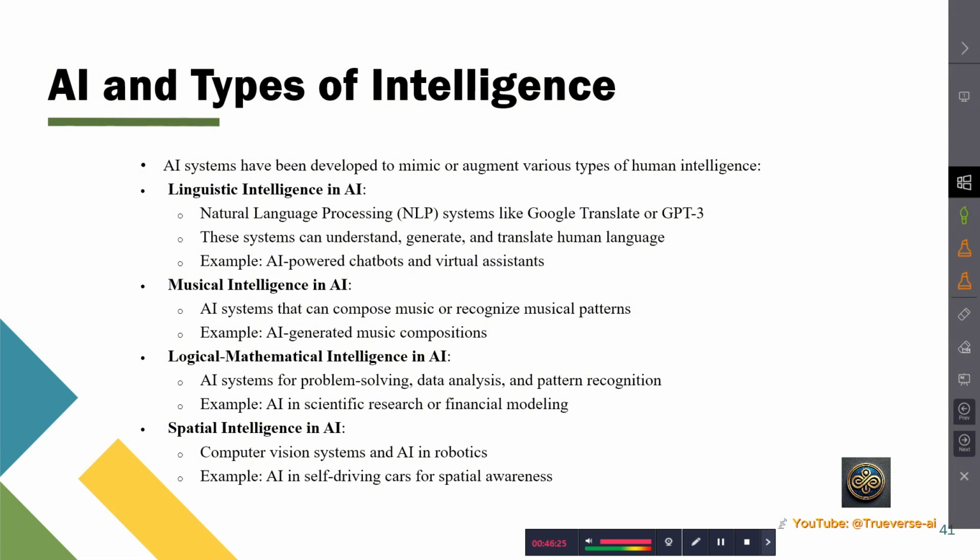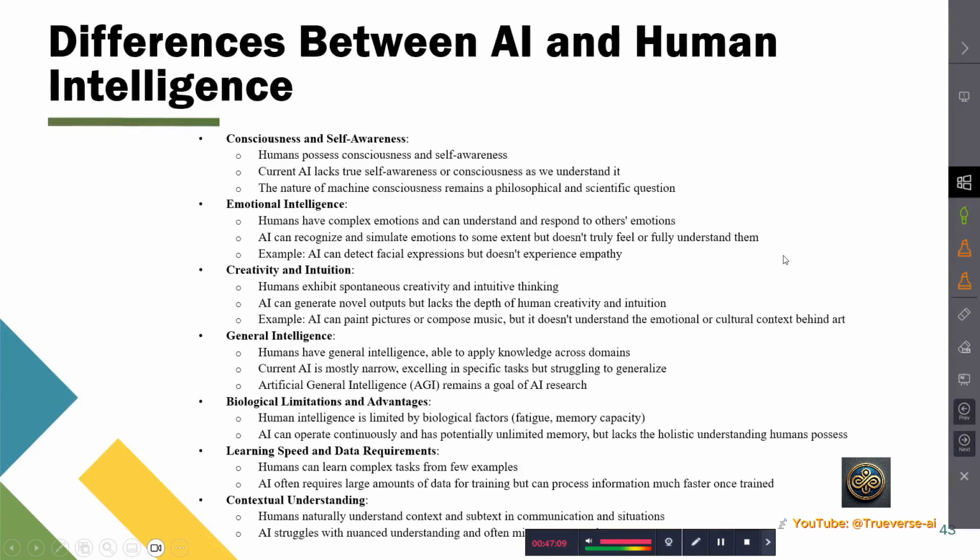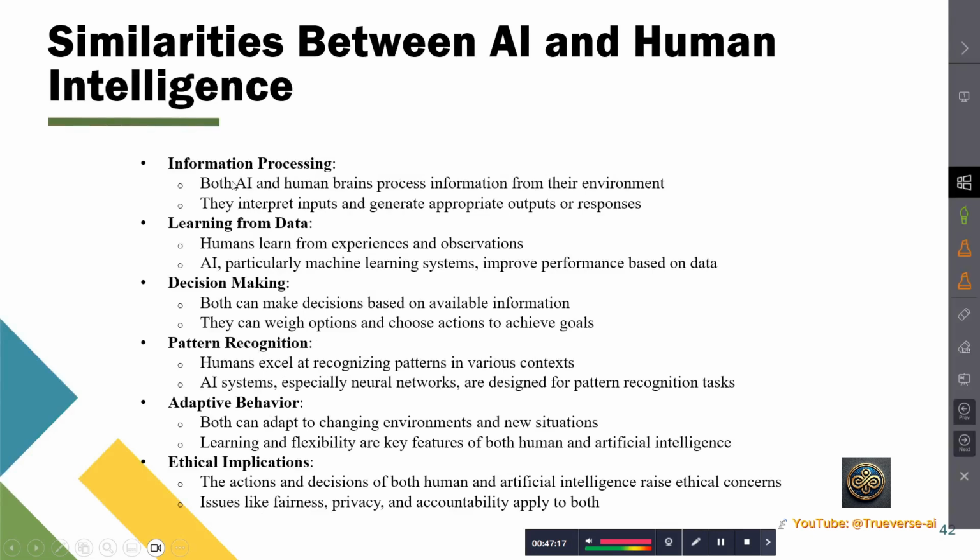So another one is AI and types of intelligence. One is linguistic intelligence in AI; musical or spatial, already explained. And this is information processing, learning from data. So this is the similarity between AI and human intelligence. To understand this slide, we need to go through two slides: one on similarity, one on differences. Similarity means information processing, learning from data, decision making, pattern recognition, adaptive behavior.